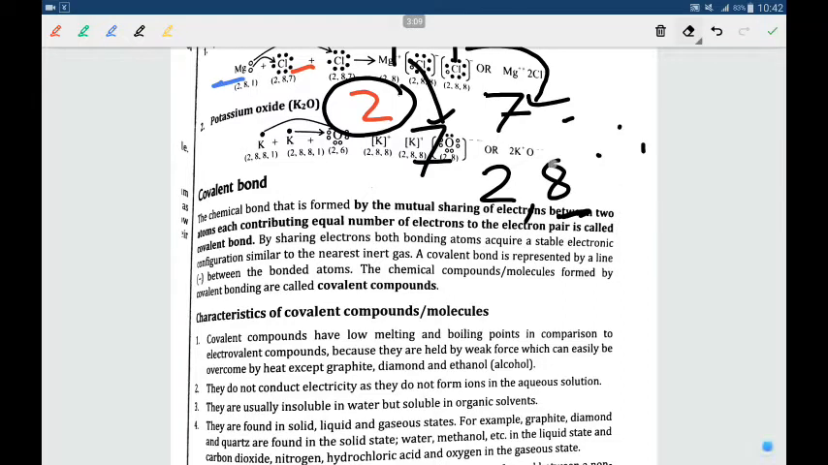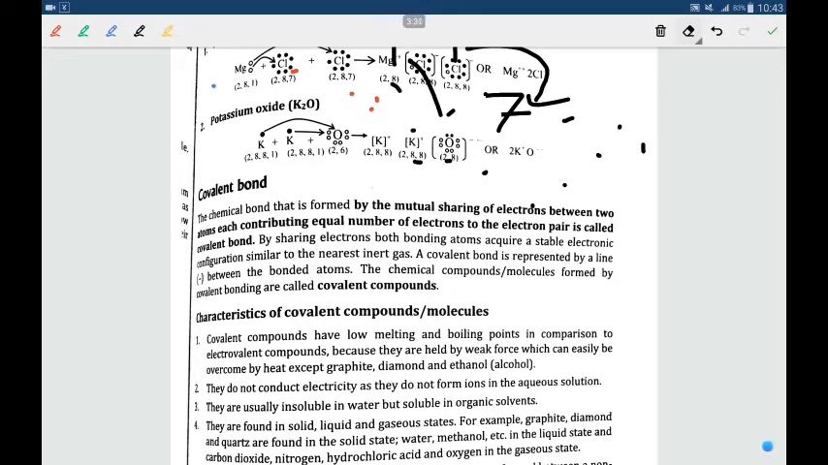In the magnesium chloride molecule, one magnesium atom donates 2 electrons to 2 chlorine atoms. That's why its molecular formula is MgCl2. Later on we will discuss molecular formula.